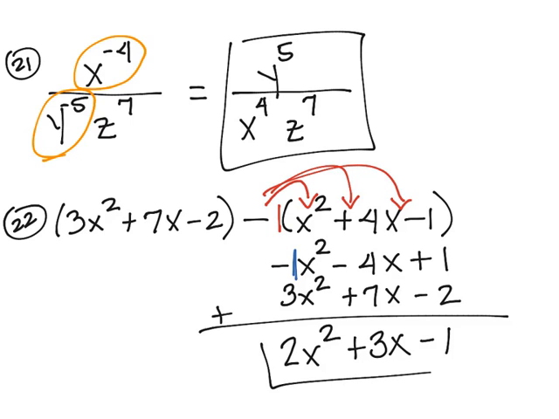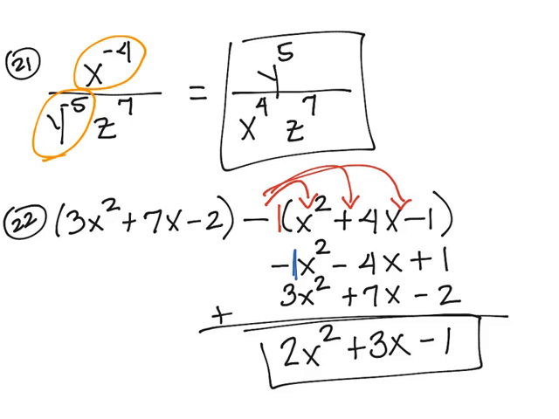Negative 1. Very good. And that's your answer. So you're just combining them. The only thing I want to make sure you know is that the second one has to change what? Signs. Does that make sense?